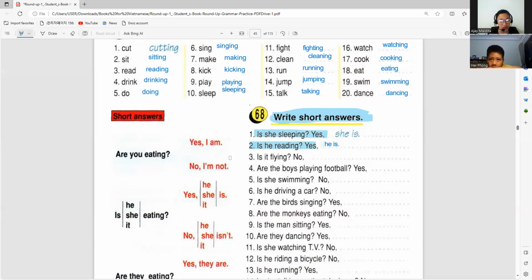Number three question. Please read number three question. Is it flying? One more time. Flying. Okay, is it flying? No. What is your answer? No, it isn't. That's good. No, it isn't.